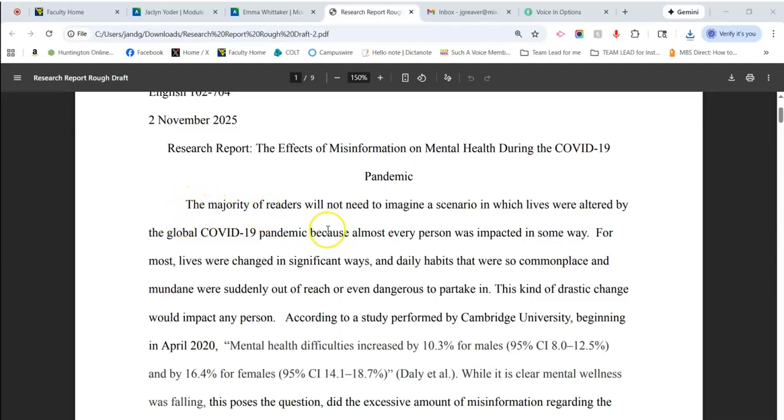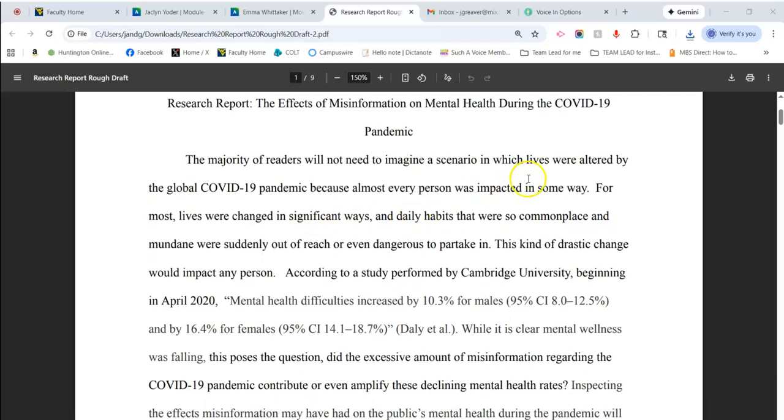All right, majority scenario massage or alter. Yeah, definitely everybody's impacted by that in some way.